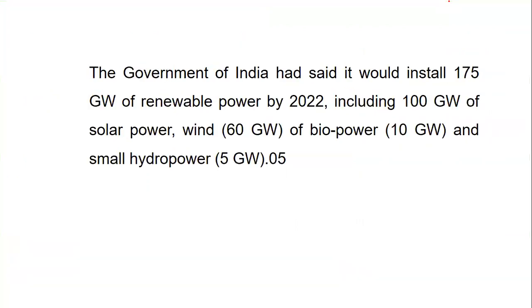So how does this bifurcation go? The Government of India has planned 175 gigawatts of renewable power by 2022, including 100 of solar power, 60 of wind, 10 of biopower, and 5 of small hydropower. This is the bifurcation for the 175 gigawatts of renewable power scheduled by 2022.